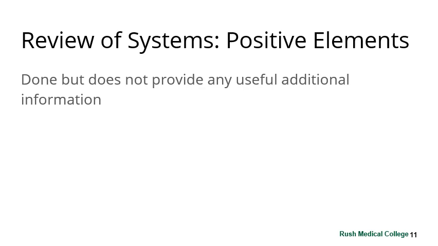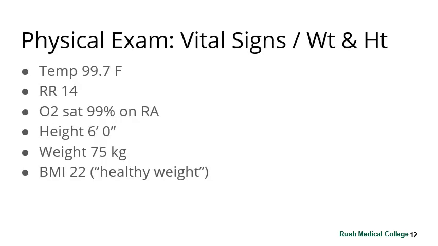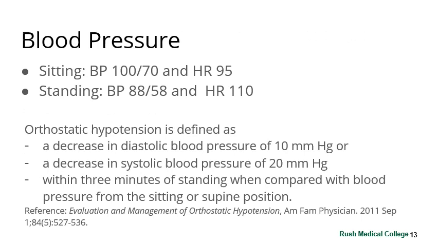The review of systems is done, but does not provide any useful additional information for the case analysis. On physical exam, his temperature is slightly elevated. He has a respiratory rate of 14, pretty normal. O2 sat of 99% on room air, also normal. He's 6 feet tall and weighs 76 kilos, and you calculate his BMI to be 22, which is categorized as a healthy weight. You note that his blood pressure is low and his heart rate is high, so you decide to do the procedure of orthostatic blood pressure, checking for orthostatic hypotension.